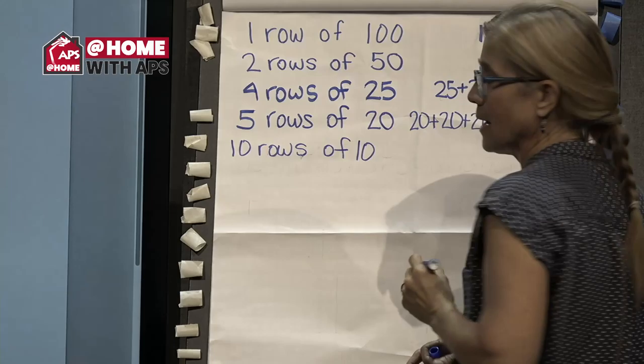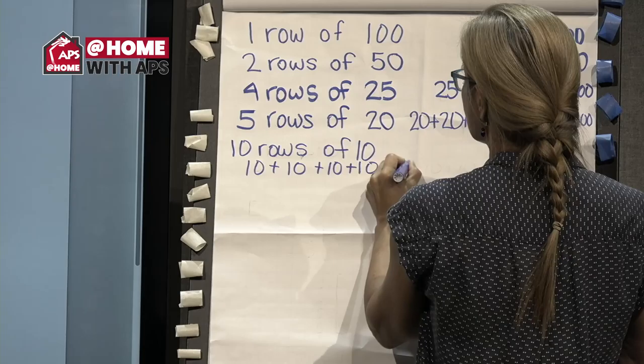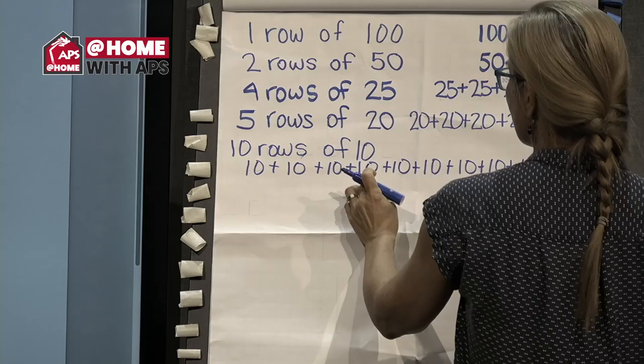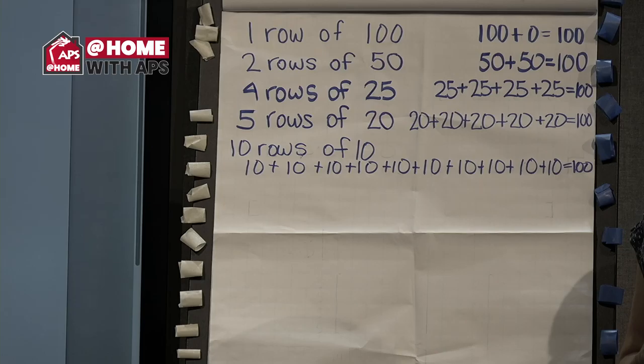10 plus 10 plus 10 plus 10 plus another 10. Let's keep going here till we get 10 of them. 10, 20, 30, 40, 50, 60, 70, 80, 90, 100. That equals 100 also. So there were lots of different ways for us to add these numbers together and the rows together to make 100.